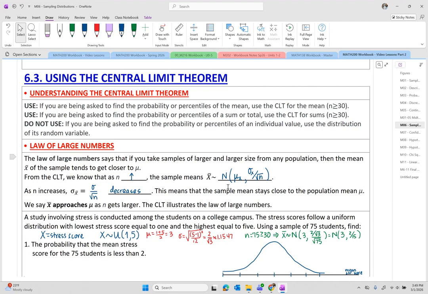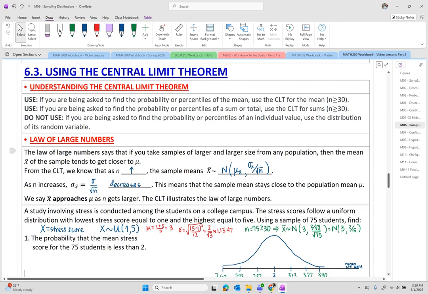Remember, if you are looking for an individual probability or percentile for individual values of a variable, you have to use the distribution of the variable. You cannot use the normal distribution if the distribution of the variable is not normal. But regardless of the distribution of the variable, if your sample size is greater than or equal to 30, then the mean of the sample or the sum of the data values in the sample will follow a normal distribution compared to other means and other sums.